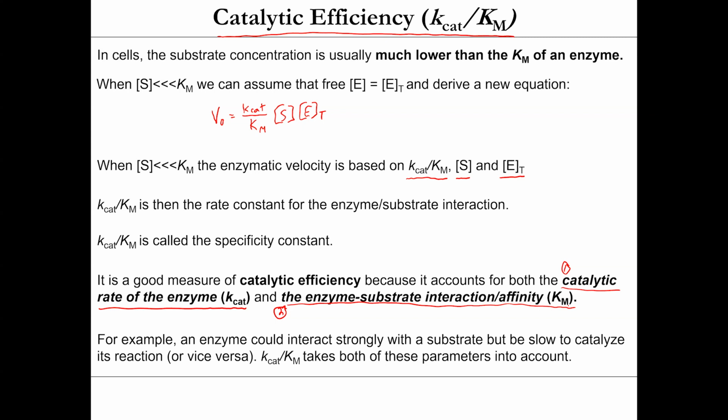So instead of using just kcat or Km to describe the kinetics of an enzyme substrate reaction, we have this catalytic efficiency variable that allows us to account for both turnover number and for the strength of that enzyme substrate interaction. So catalytic efficiency is a very important and very useful tool for describing enzymatic reactions.